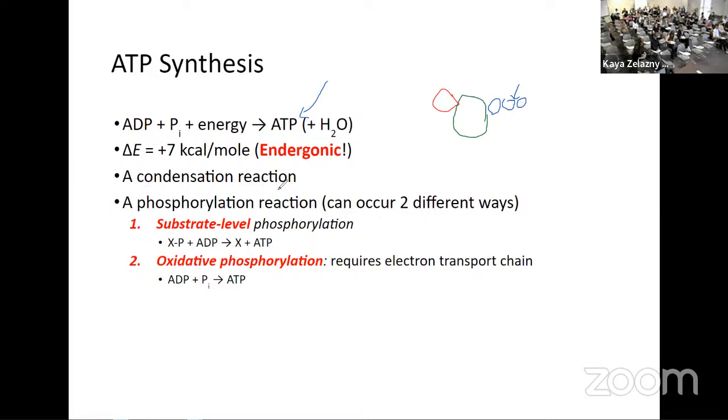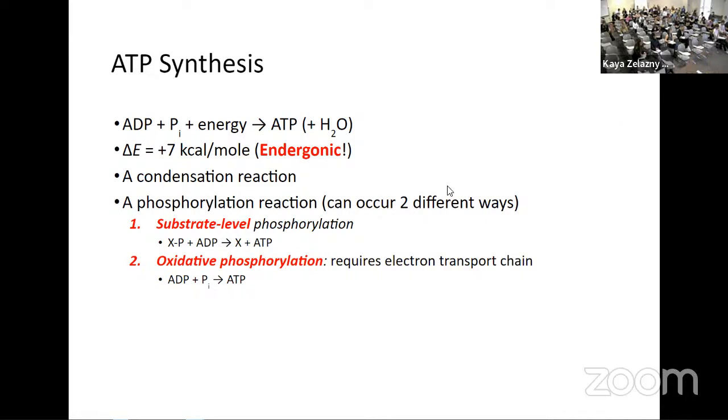This is also a condensation reaction because it produces water as its byproduct, which is part of why we saw water in that overall equation for glucose metabolism. We may also call it a phosphorylation reaction because what we're doing is tacking on that phosphate group, phosphorylation, adding that phosphate. And this can happen 2 different ways. And it does happen both ways within the course of our cellular respiration, our aerobic respiration.